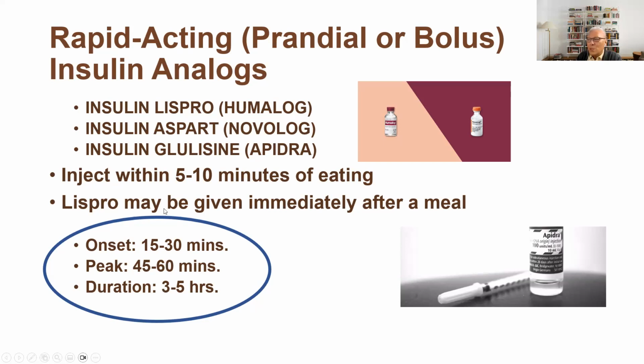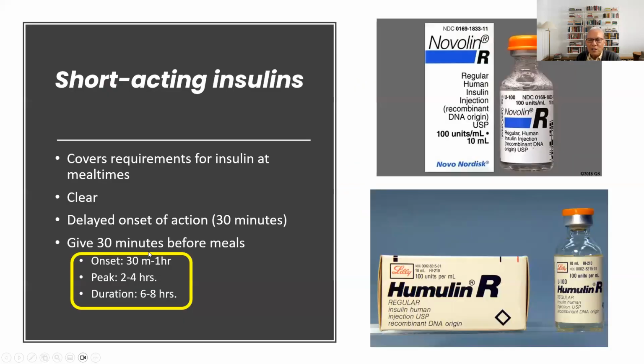Okay, so always make sure that when you're giving the rapid-acting insulin, you're injecting it within 5 to 10 minutes of eating, because they are going to go to hypoglycemia if you do not give their food. Remember the peak is within 45 to 60 minutes. The onset is 15 to 30 minutes. Okay.